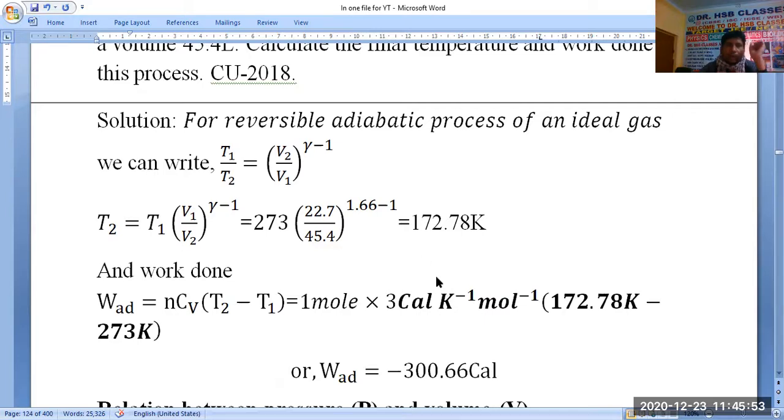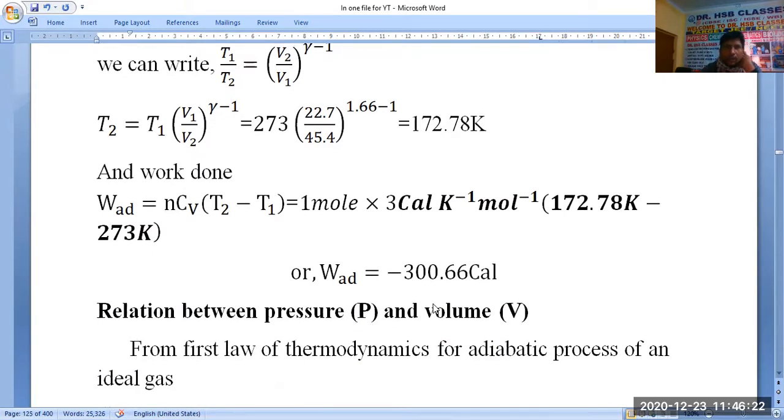And what was the work done? We know the formula of work done for an ideal gas: n Cv dT, that is n into Cv into (T2 minus T1). Here n is 1 mole and Cv is 3 calorie per Kelvin per mole, and the difference of temperature is this. So that will be minus 300.66 calorie.